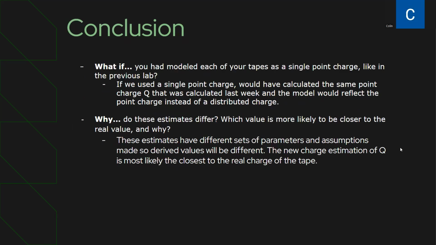Conclusion. What if you had modeled each of your tapes as a single point charge like in the previous lab? If we used a single point charge, we would have calculated the same point charge Q that was calculated last week in the model that would reflect the point charge instead of a distributed charge. Why do these estimates differ? Which value is more likely to be closer to the real value and why? These estimates have different sets of parameters and assumptions made, so derived values will be different. The new charge estimation of Q is most likely the closest to the real charge of the tape.